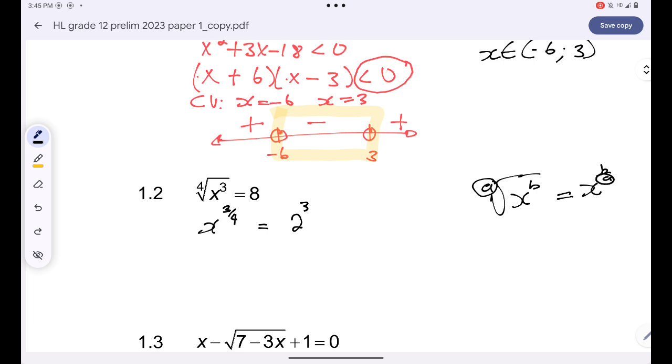The aim, if you are solving x, is to isolate x. How can I isolate x? I can do so by just multiplying by the inverse of my exponent. But whatever I do on the left, I must do on the right. So this is just 4 over 3, 4 over 3. And therefore, x is basically equal to 2 to the power 4, which is just 16.